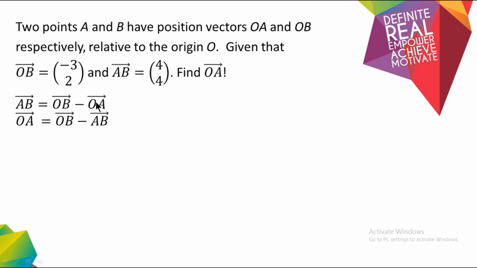You move OA to this side, it becomes positive. You move AB to this side, it becomes negative. So vector OA equals (-3, 2) minus (4, 4). This is vector OB, this is vector AB. So vector OA equals (-7, -2).